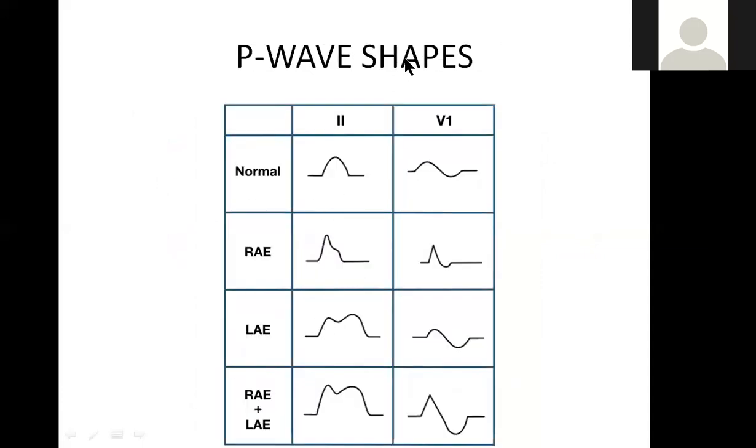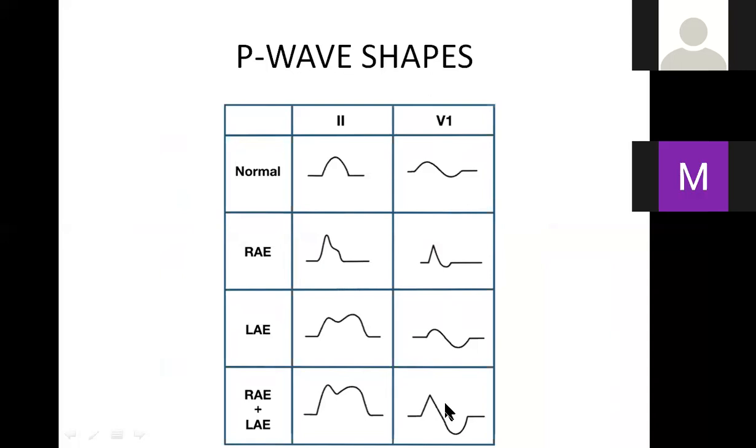And if you see in lead 2, the P wave will show like this: normal, right atrial hypertrophy, left atrial hypertrophy, and bilateral atrial hypertrophy. And in V1, you will see like this: normal, right atrial hypertrophy like this, the second part very deep in left atrial hypertrophy, and this is bilateral atrial hypertrophy. Friends, what is the diagnosis in this?